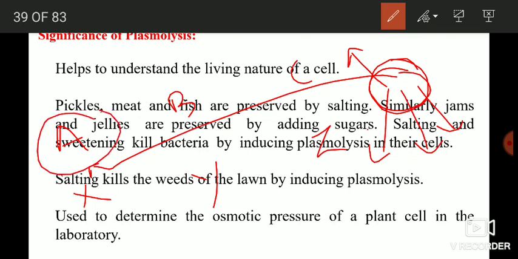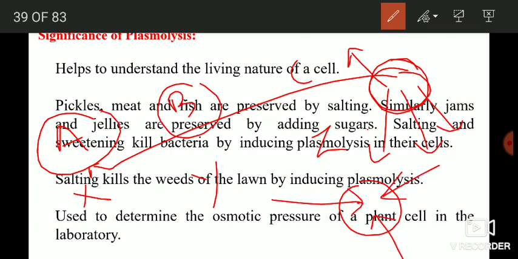Second, you will place this cell in solution B. What happens is that the cell will gain water. You can conclude that the concentration of salt, or you can say the osmotic pressure of this cell, is more than that of the solution. The osmotic pressure of the cell is more as compared to that of the solution.